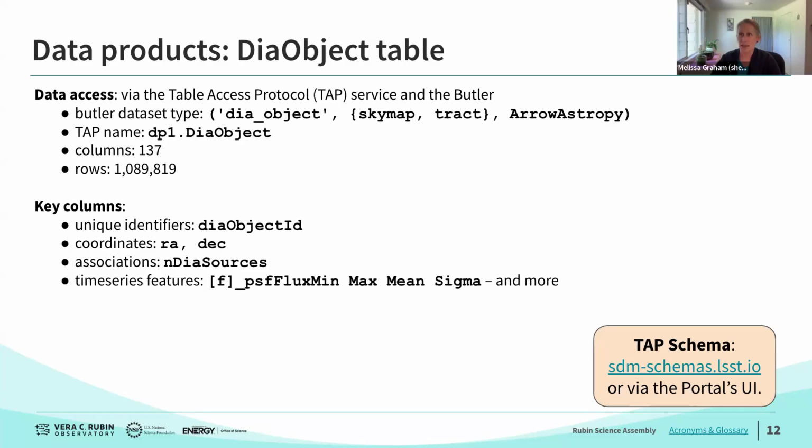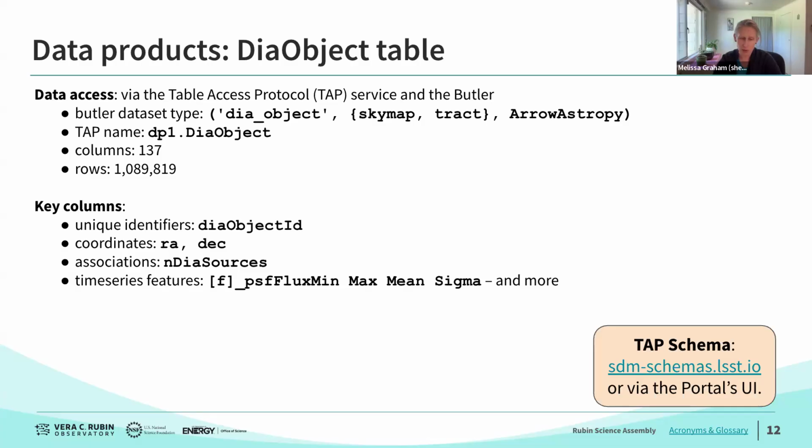To take a closer look at the DIA object table, it is also accessible by either the TAP or the Butler services. Within the Butler, it is also chunked up by tract, so if you get the DIA object table, it will be for a given tract. The unique identifier, of course, is the DIA object ID. One unique identifier goes with one set of coordinates on the sky. And then it has the time series features in it.